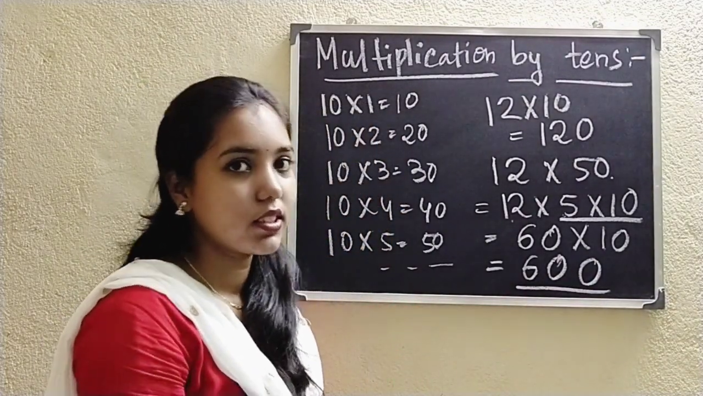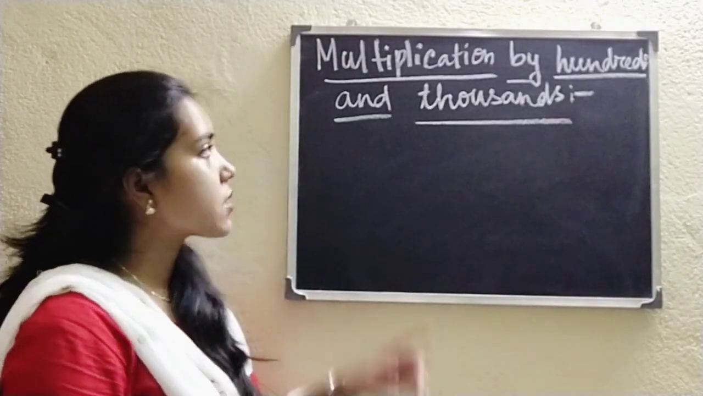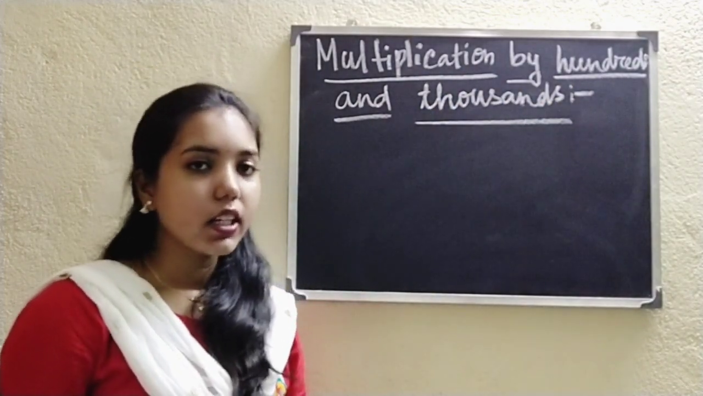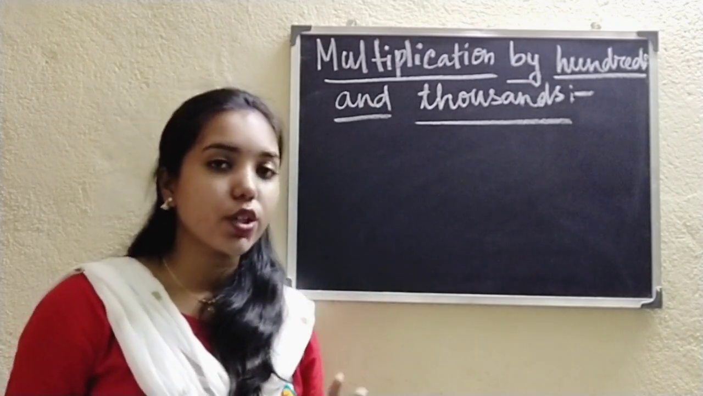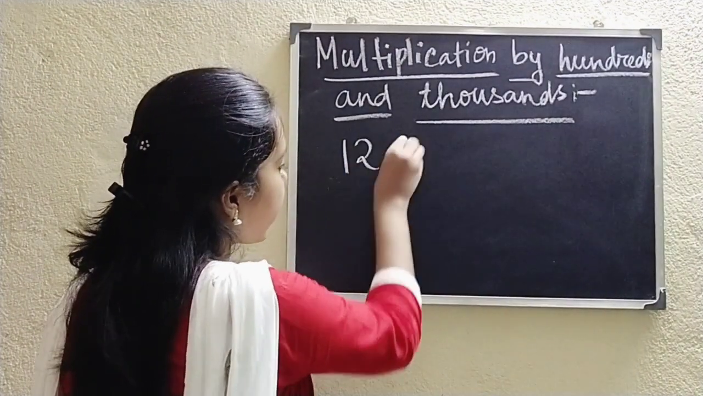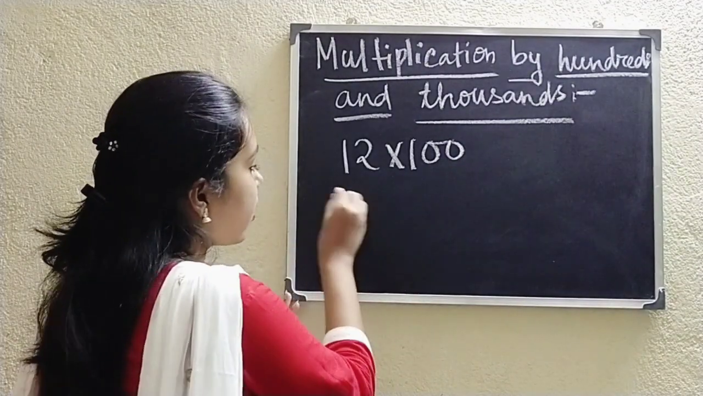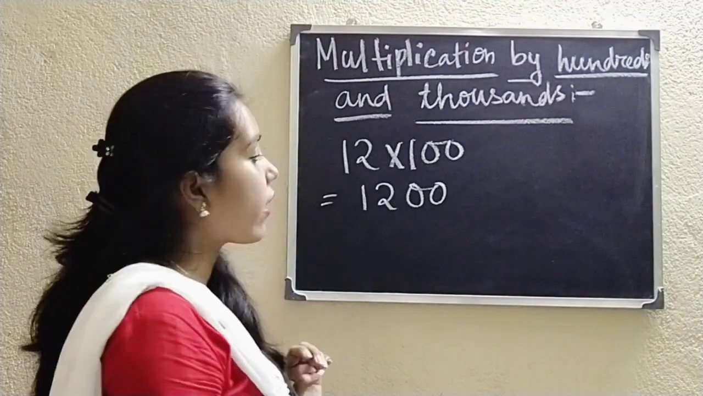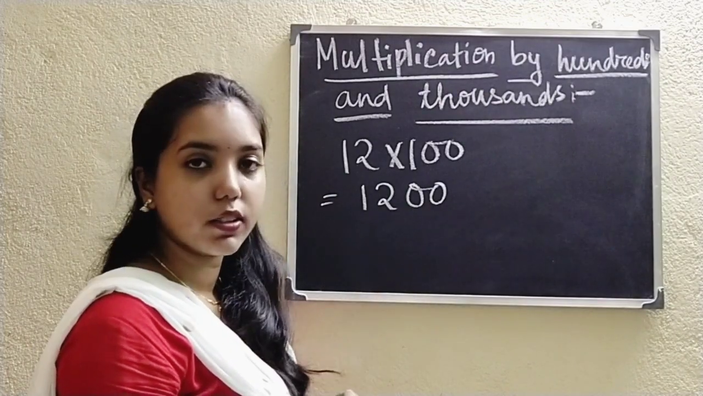Is it okay, students? Now, we will move forward to our next topic, that is multiplication by hundreds and thousands. Similarly, on multiplication by hundreds, we will put 2 zeros on the right side of the number. For example, 12 into 100. To find the product, we will put 2 zeros on the right of 12. So our answer will be 1200.